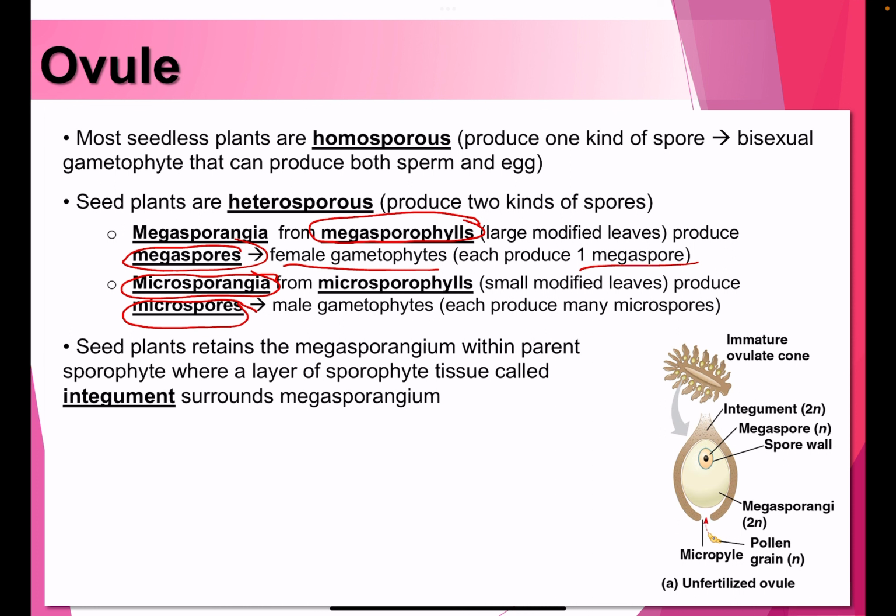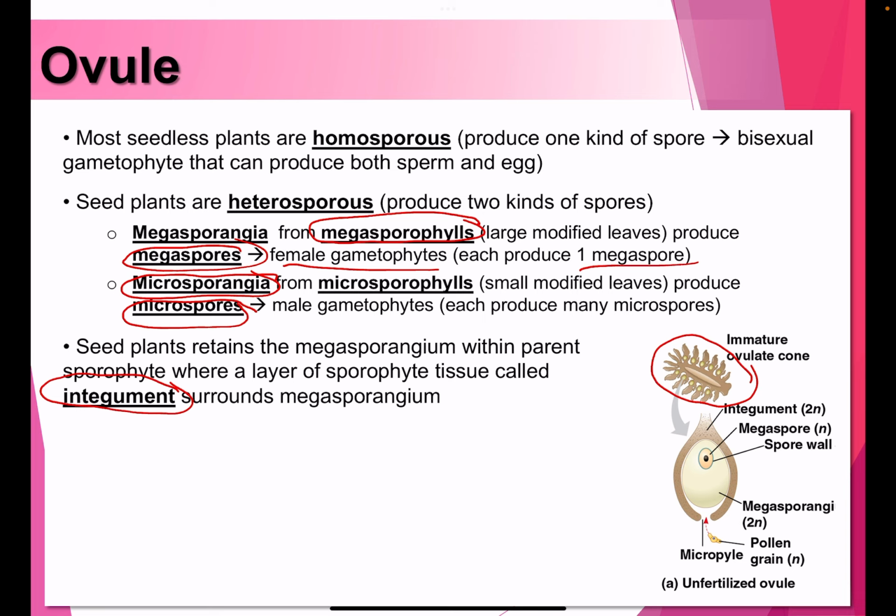Seed plants actually retain the megasporangium within the parent sporophyte, where a layer of sporophyte tissue called integuments surrounds that megasporangium. So this is like the macroscopic view of, let's say, a pine cone. We've seen pine cones out there on the streets, and you maybe have collected them before. Usually you will see these pine cones have these blades or scale-like things attached to them, and that's what we're talking about as your megasporophyll.